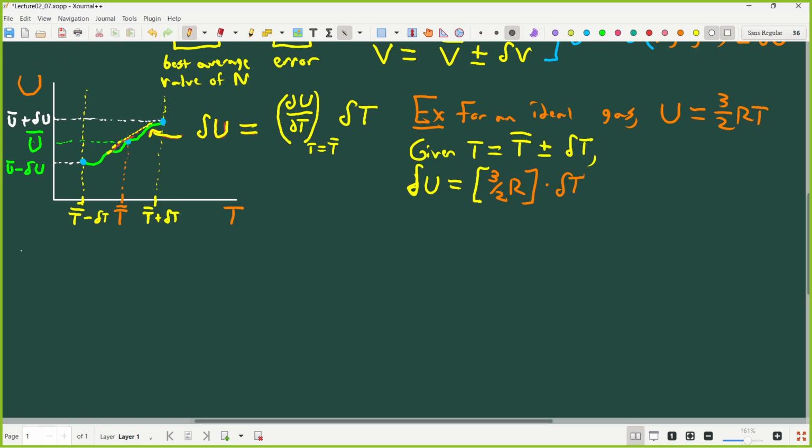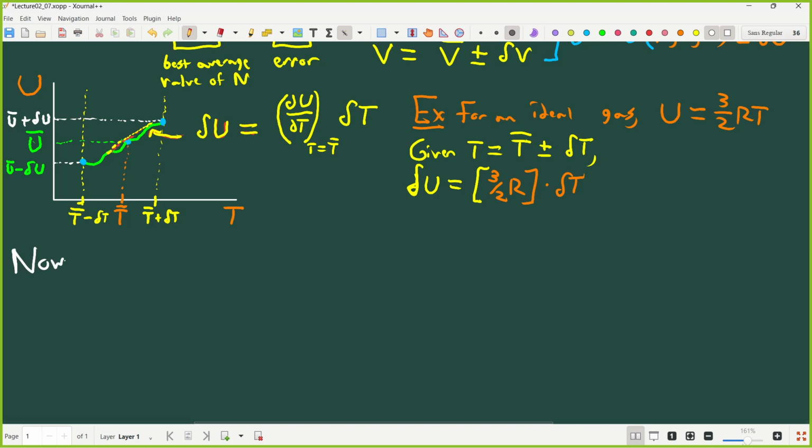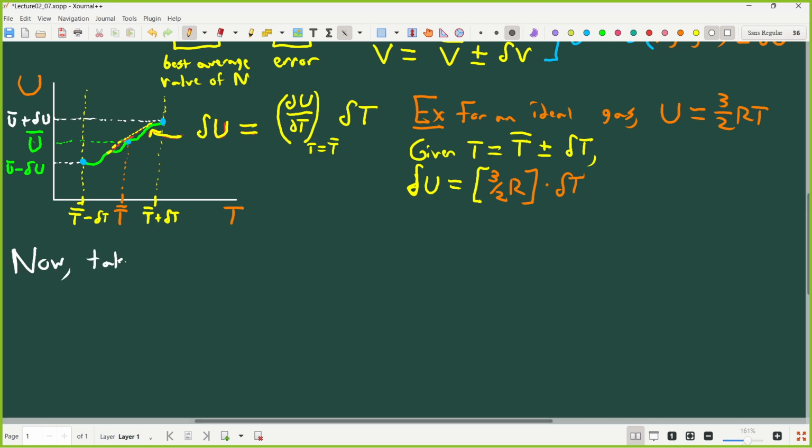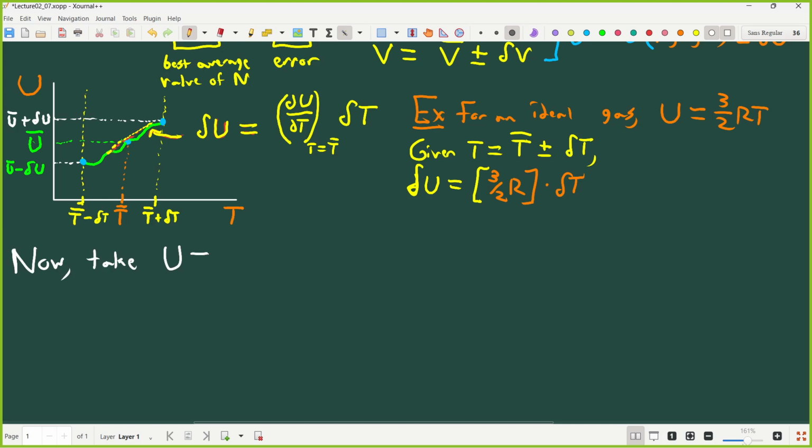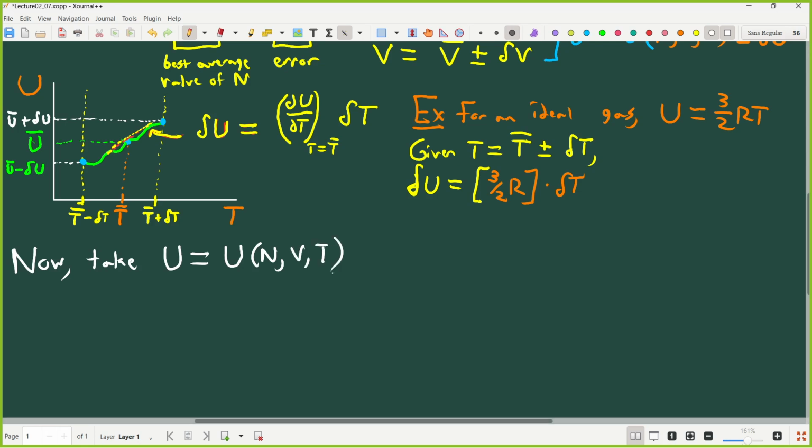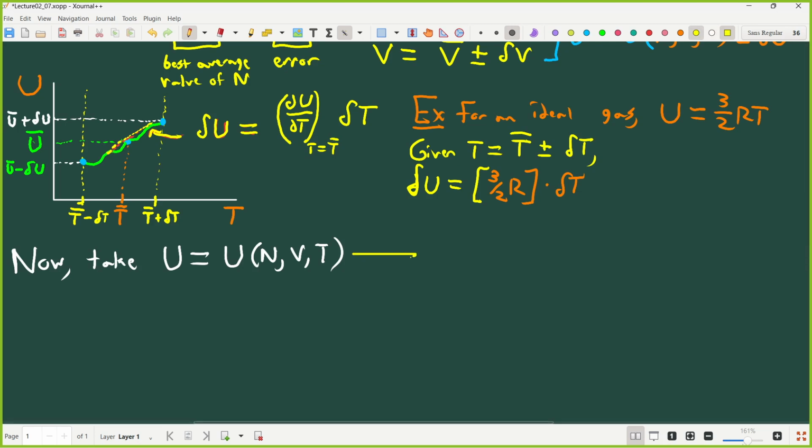So now take u being a multivariable function. And let's do the same thing. We're going to do the exact same process, same geometry, same Cartesian coordinates, but we're going to do it in multiple dimensions. And so we're going to apply the same logic.